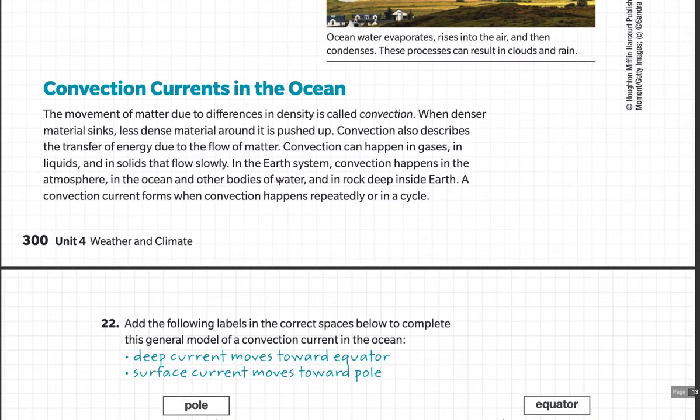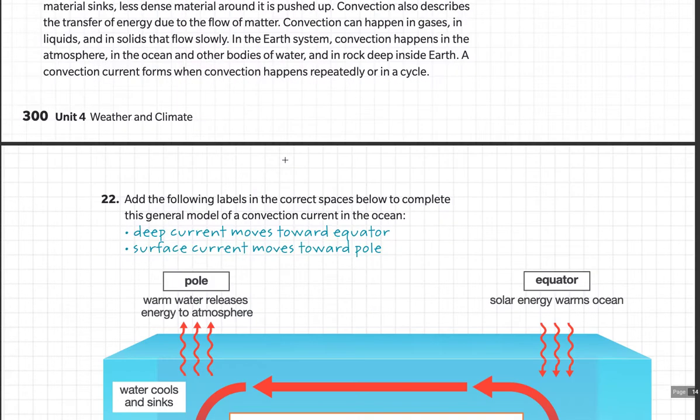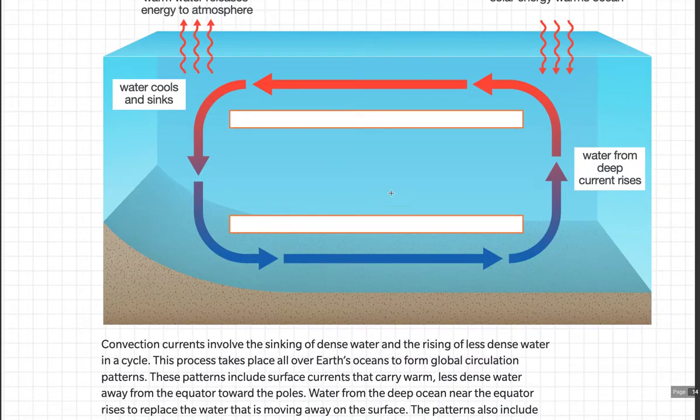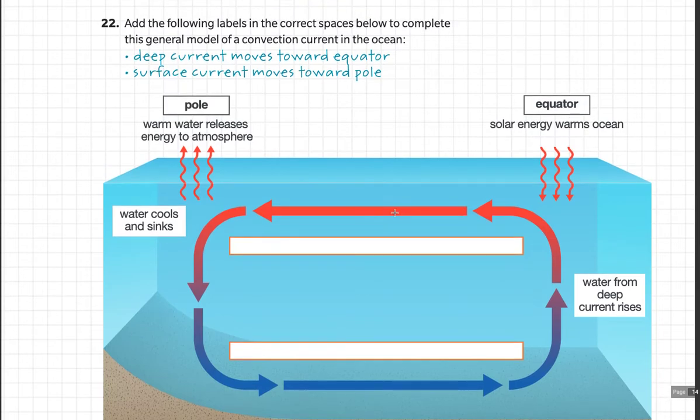Convection currents in the ocean. This is just talking about how there are convection currents in the ocean, just like in the atmosphere, right? Liquids and gases all have convection currents. So deep currents move towards the equator.